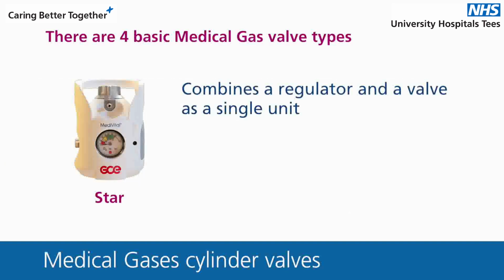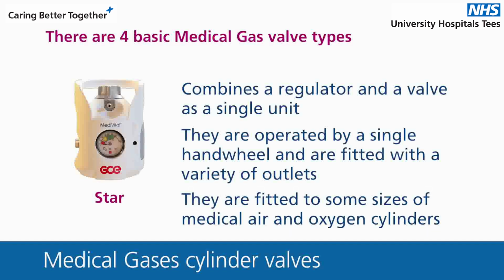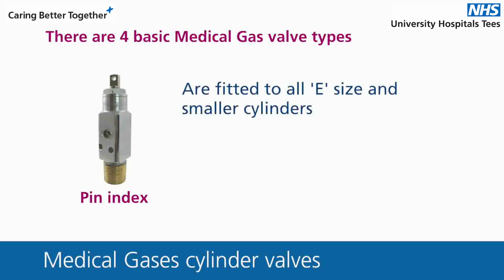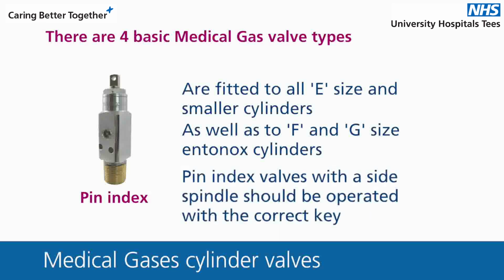The star valve combines a regulator and valve as a single unit. They are operated by a single hand wheel and are fitted with a variety of outlets. A range of output flow rates is also available. They are fitted to some sizes of medical air and oxygen cylinders. Pin index valves with a top spindle or knurled knob are fitted to all E-size and smaller cylinders, as well as to F and G-size Entonox cylinders. Pin index valves with a side spindle, J-size oxygen, and medical air for manifolds should be operated with the correct key.